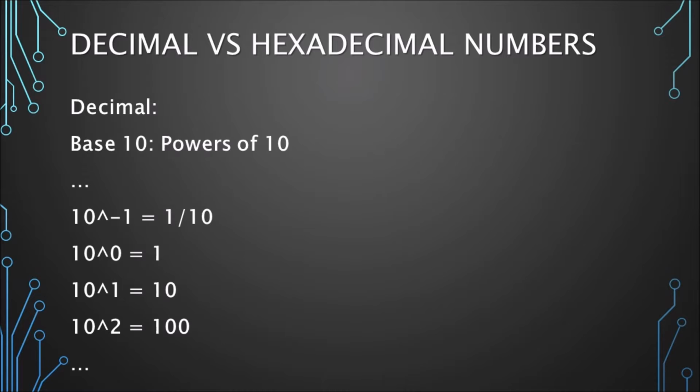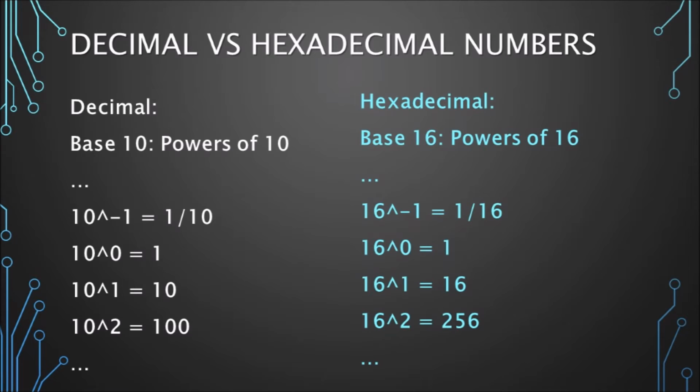First, a little review. Decimal numbers are base 10. These are the numbers that we use in our daily lives. Hexadecimal numbers are of base 16, with each digit representing the value 0 through 15. An example is the RGB, or red, green, blue, code used to select colors in your art computer programs.